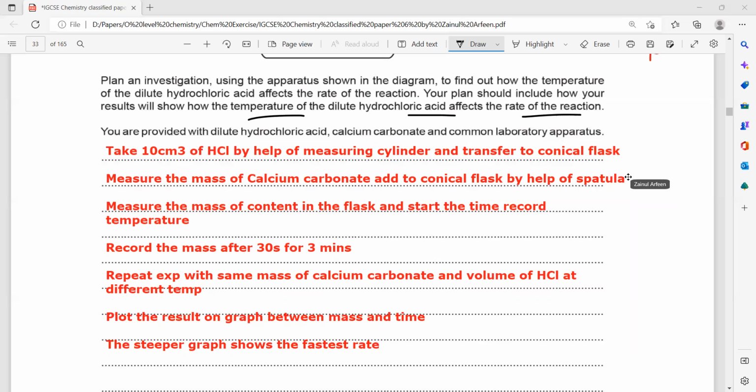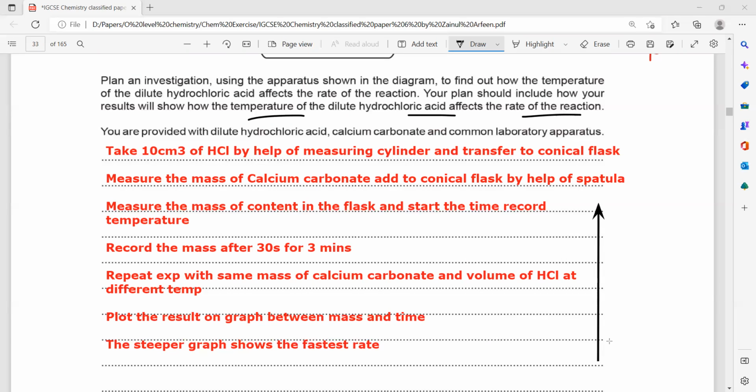Is this planning clear? Does anyone have a doubt or a question in this? No, sir, clear. Yes, you can mention a result. Instead of a graph, you can say higher temperature, but you have to mention how you reach the conclusion that it is higher temperature. So you will mention the one which shows a greater change in mass. It's a faster reaction, and it happens at higher temperature.